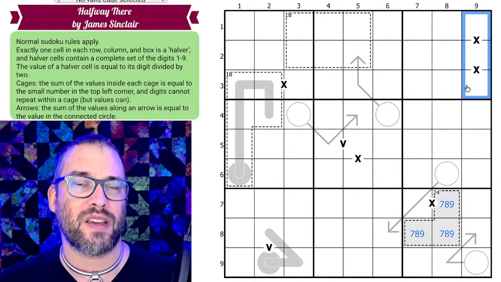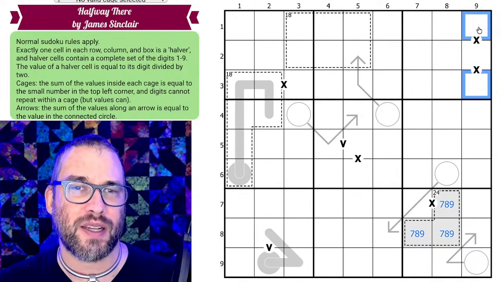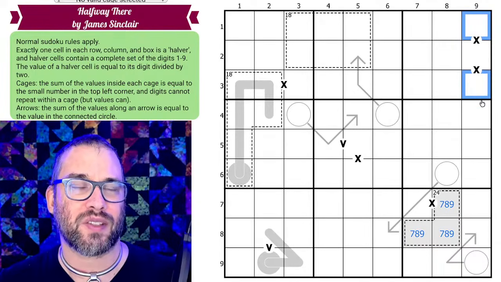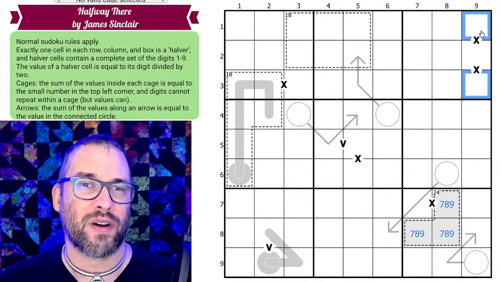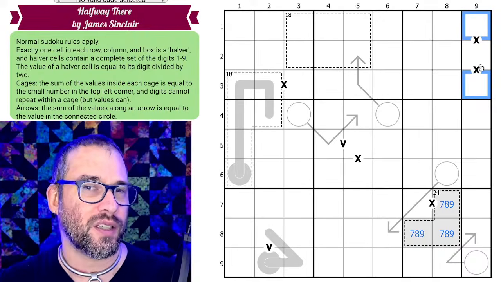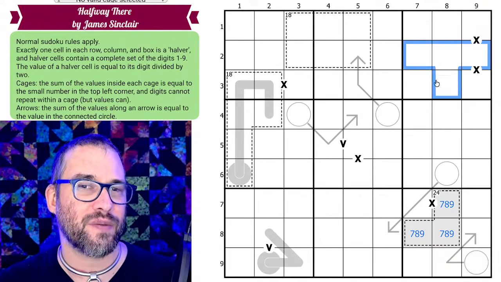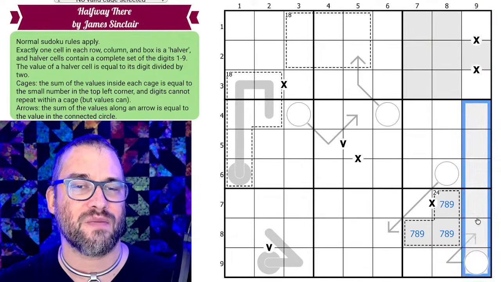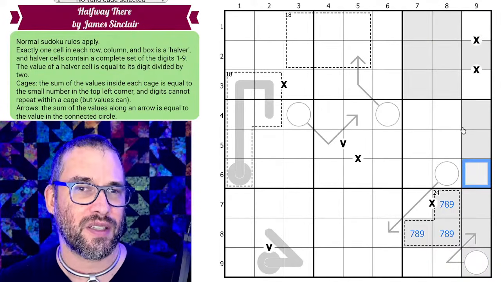Now, one of these has to be halved, and specifically one of the ones on the end has to be halved, because one of them is double the other, basically. So the rest of this box is not halved. The rest of this column is not halved.